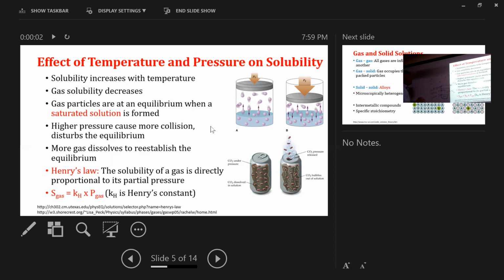But in gases, the size of the molecule is so small compared to the space between, therefore we can easily occupy the whole space of the container with a very small or very large amount of gas. Therefore, in a gas mixture, how much pressure is exerted by a single component is considered the partial pressure. Okay.